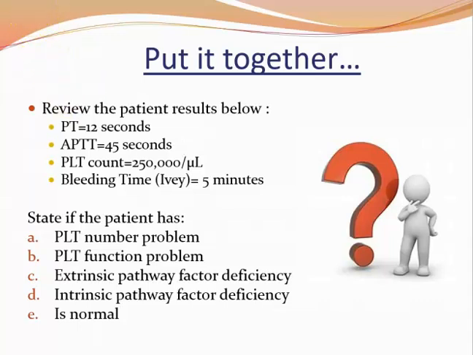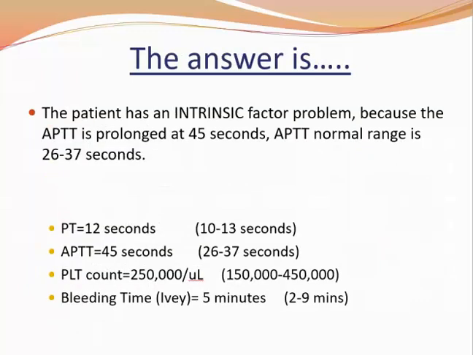Make your best guess and try to figure it out on your own before you go to the last slide and see the answer. The answer is the patient has an intrinsic factor problem because the APTT is prolonged at 45 seconds. The APTT normal range is only 26 to 37 seconds.